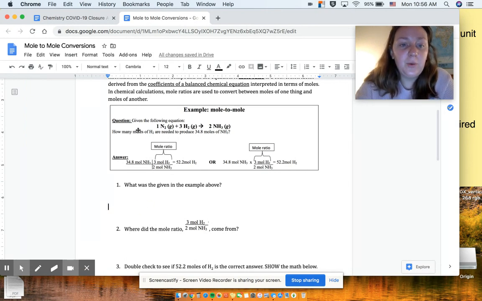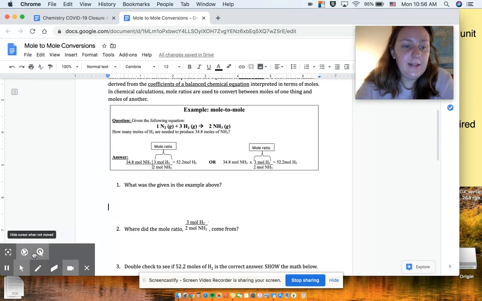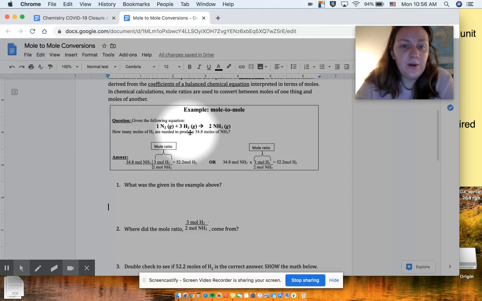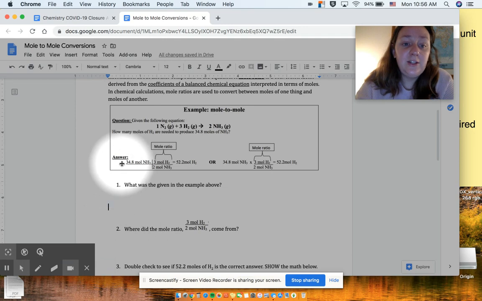And then the actual question is here, and it says: how many moles of H2 are needed to produce 34.8 moles of NH3? And then it shows you how they solve it.